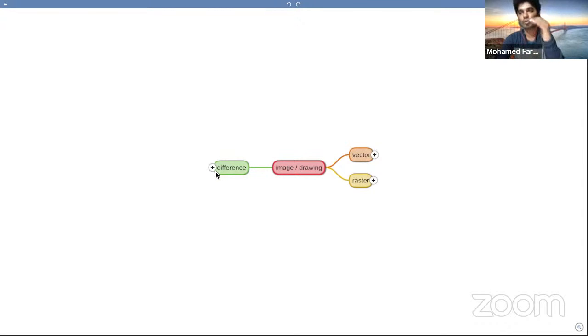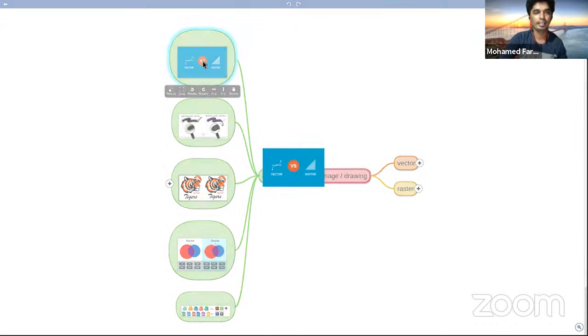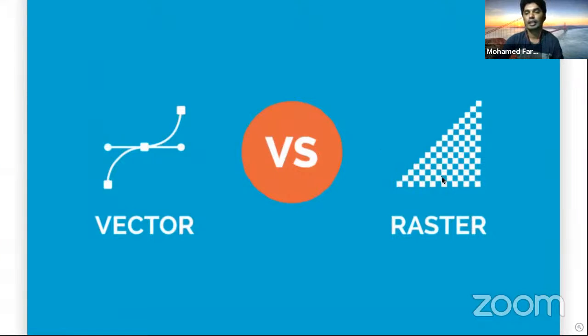You need to know about the difference. That is the main important thing. There are so many differences out there. One of the main important differences is that raster is pixel oriented, and vector is point oriented. When you are drawing in vector, you are actually connecting points, but in raster you are drawing pixel oriented things. I will show you what is pixel oriented and what is point oriented. By seeing that, you will be able to understand what is a vector and what is a raster.